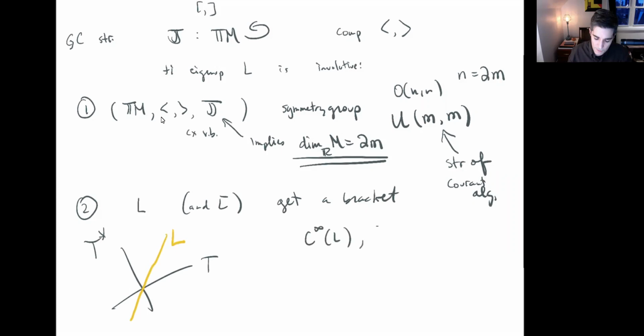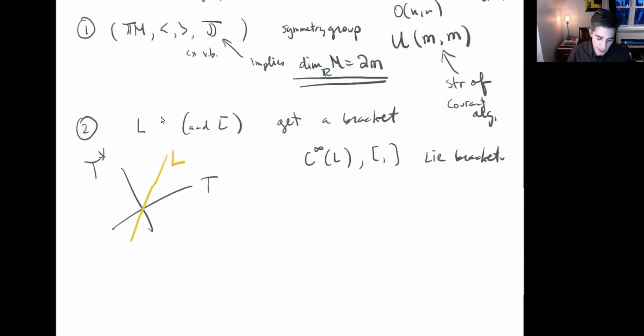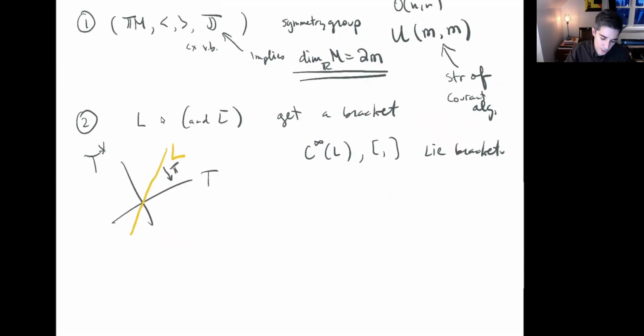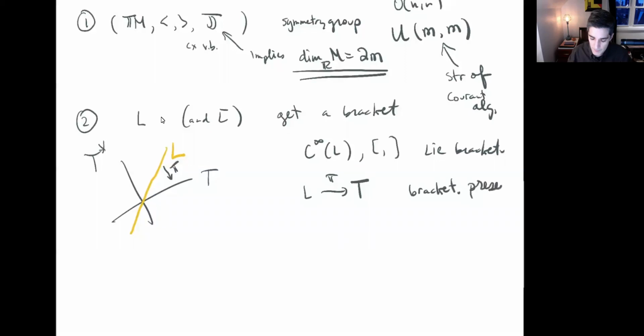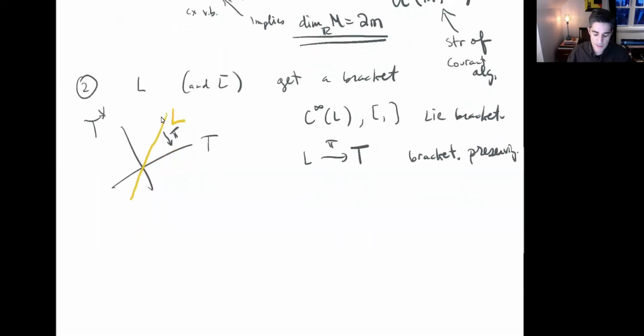The sections of L have a Lie bracket, and it has a projection map to the tangent bundle, which is bracket preserving because of the fact that the first component of the Courant bracket is the Lie bracket.